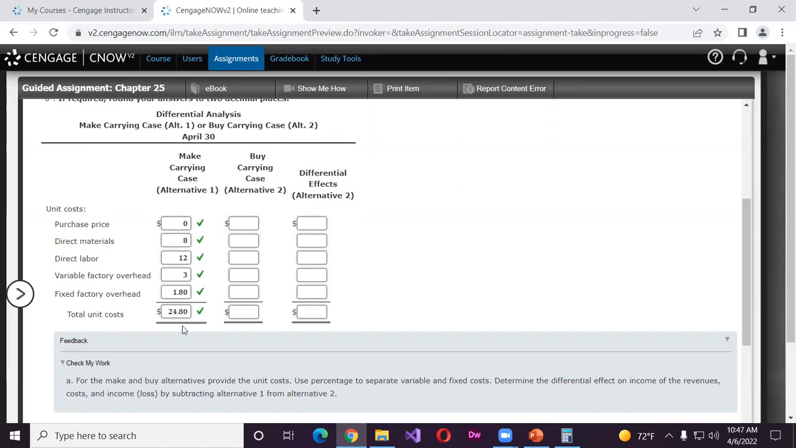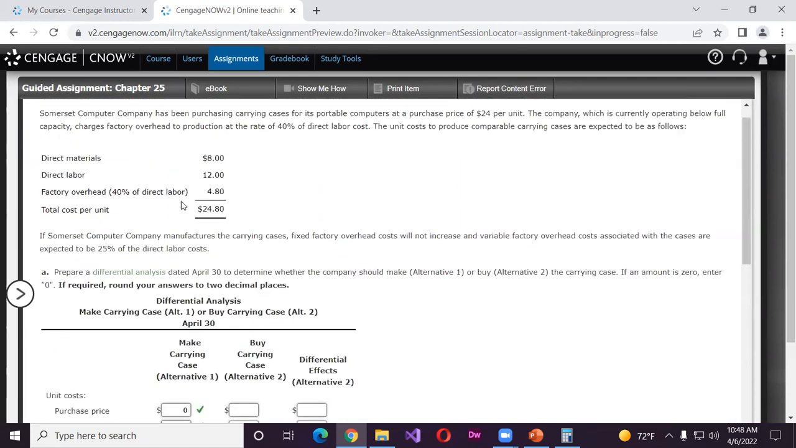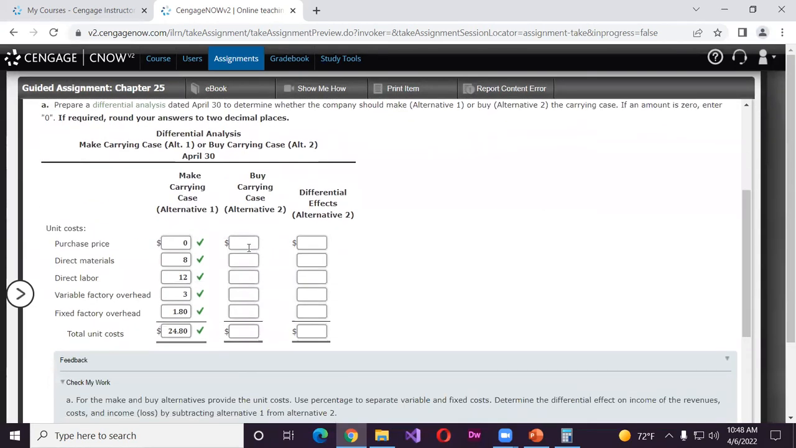All right. So the cost to buy them is $24 per unit. But that fixed factory overhead part doesn't go away, right? So we're still going to include that $1.80. So we're actually going to call our cost to buy $25.80. Because to call it $24 is, well, it's disingenuous, right?